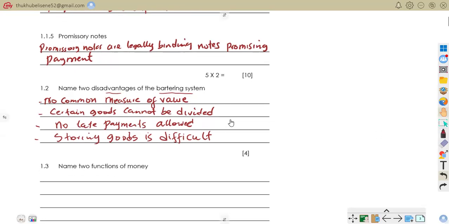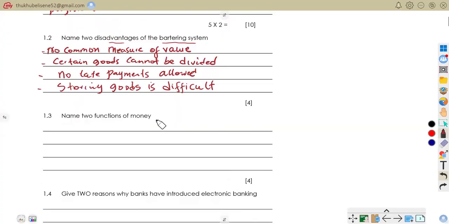So now let us move on to another question. Name two functions of money. So money is a medium of exchange. It means money helps people buy and sell goods easily. For example, paying 50 rand for bread. That is that.